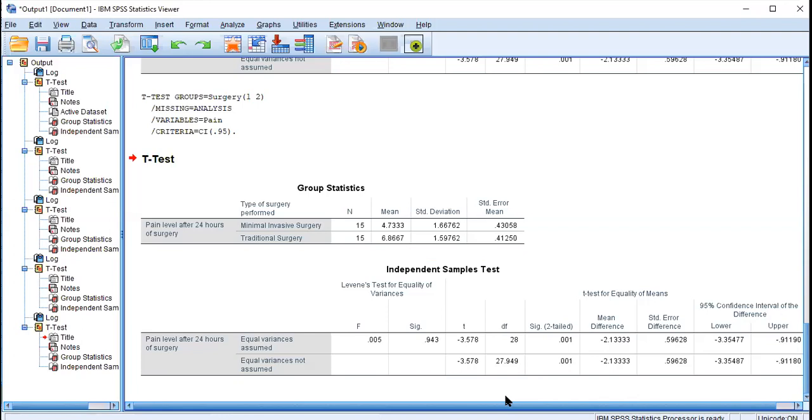And lastly, coming to the narration, or how we interpret the answer, that is the F part of the question I'm answering, we'll write it this way: Minimal invasive surgery (M = 4.73, SD = 1.67) has significantly lower pain level as compared to traditional surgery (M = 6.87, SD = 1.6), t(28) = 3.578, p < 0.05, d = 0.98. So that was the answer for this question.